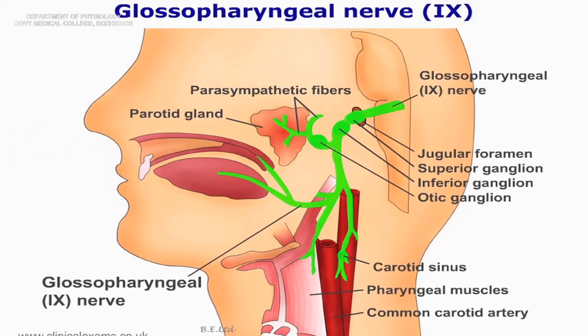Today we'll be studying the cranial nerves 9 and 10, that is glossopharyngeal and vagus. First of all, about glossopharyngeal. It is a mixed nerve with its nuclei in the medulla. It provides motor supply to stylopharyngeus. It has secretomotor supply to the parotid gland. It also gives gustatory supply to the posterior third of the tongue and also gives sensory supply to the pharynx, palatine tonsil and posterior one-third of the tongue.